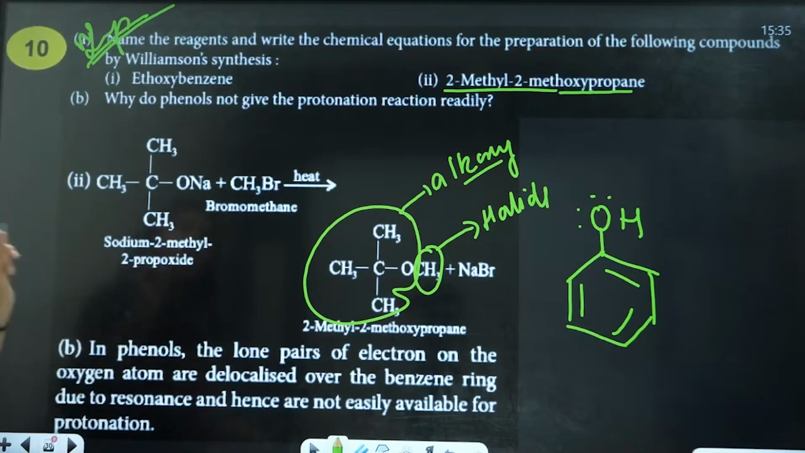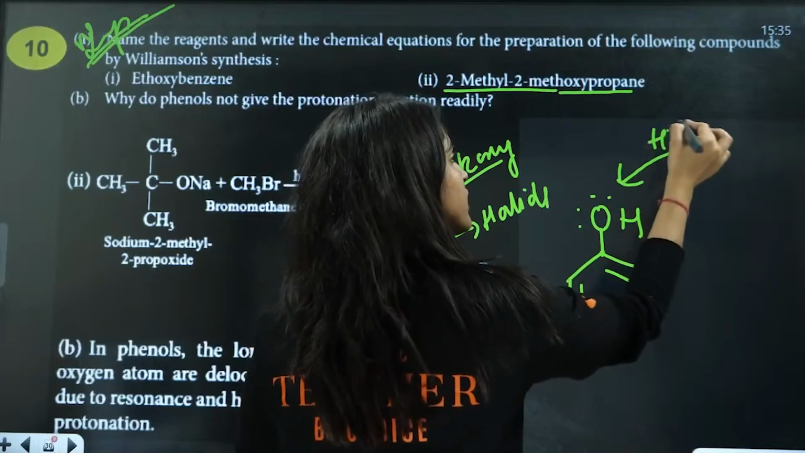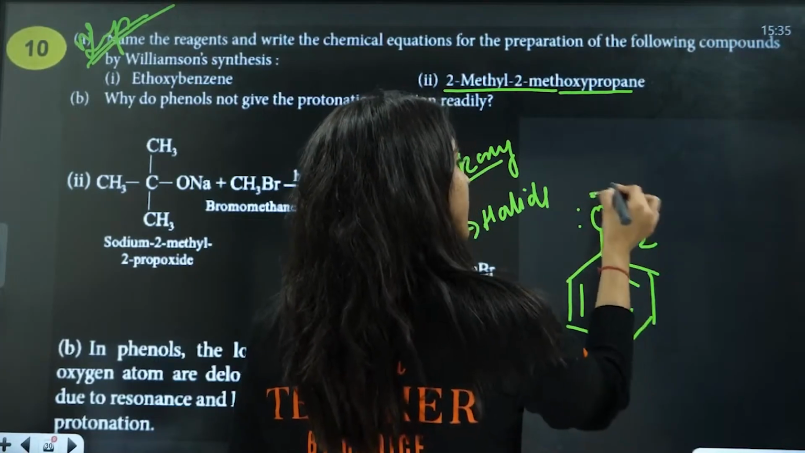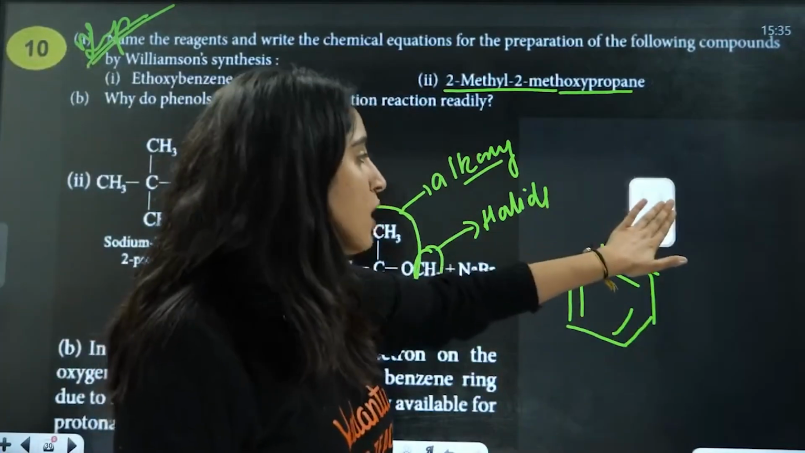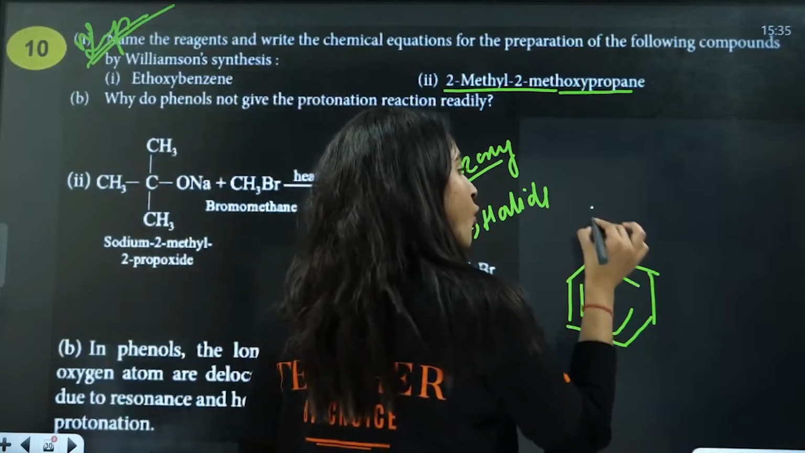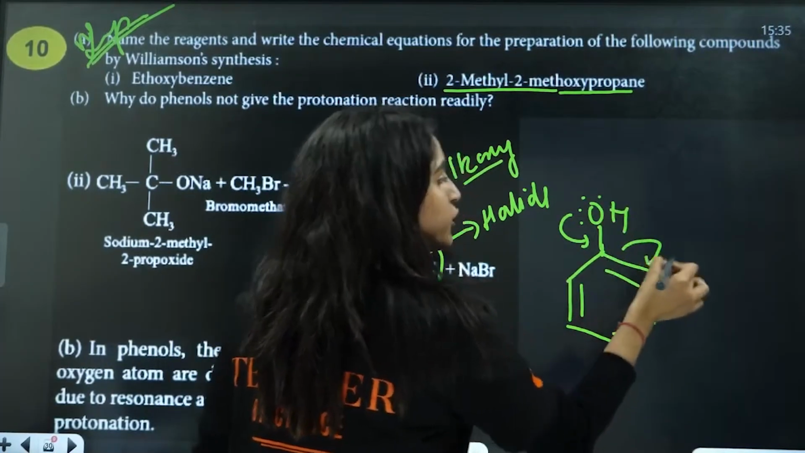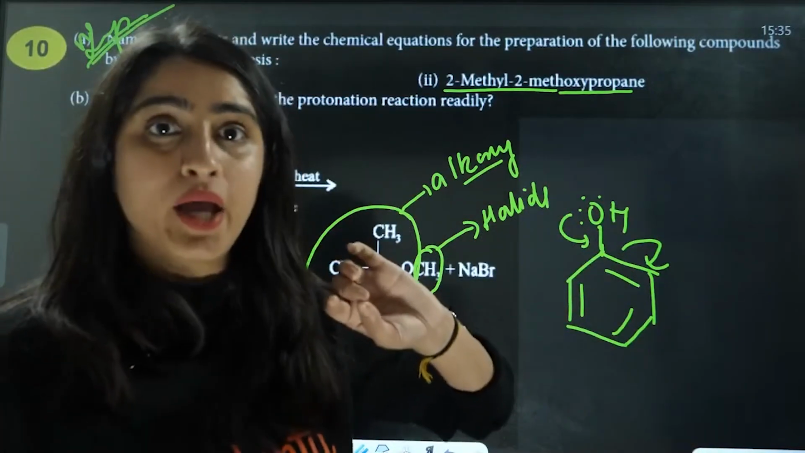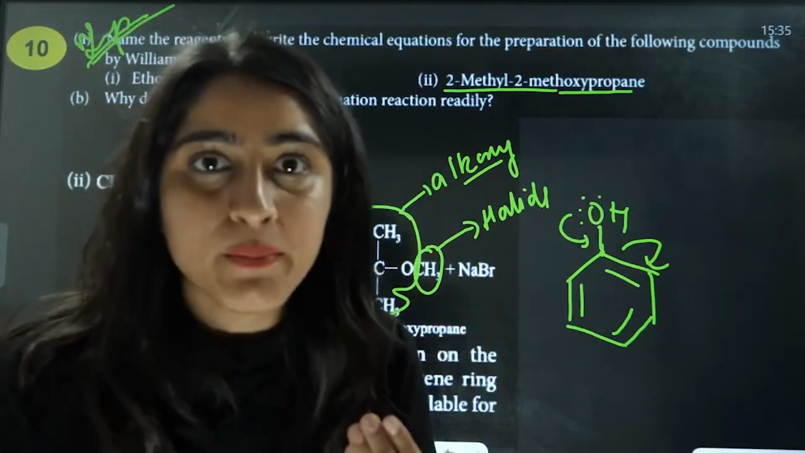Why do phenols not give protonation? That is asking: if you are adding H positive, why is it not getting added to this one? Why is it not becoming like this? Because we know that these lone pairs are actually involved in the resonance here. These lone pairs are busy in the resonance, so they are not available.